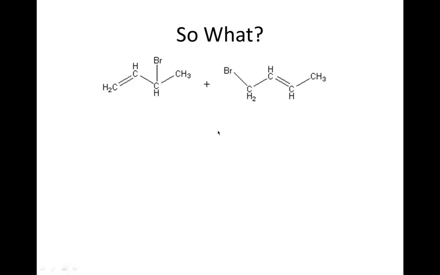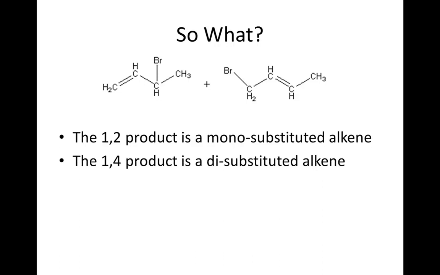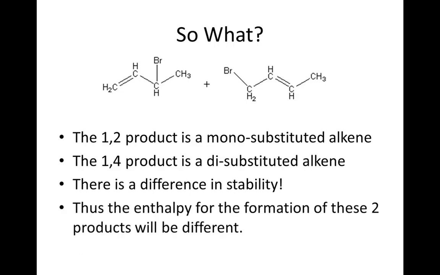So let's see if we can make some sense out of all of this. We've got to have some information here. All right, so we're going to summarize. The 1,2 product is a monosubstituted alkene. The 1,4 product is a disubstituted alkene. There's a difference in stability because of the substitution patterns, and so that means the enthalpy for these two products is going to be different.